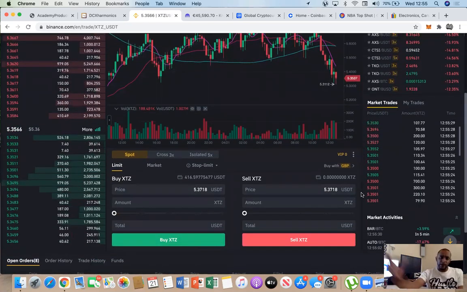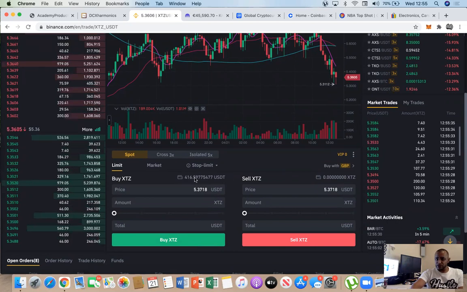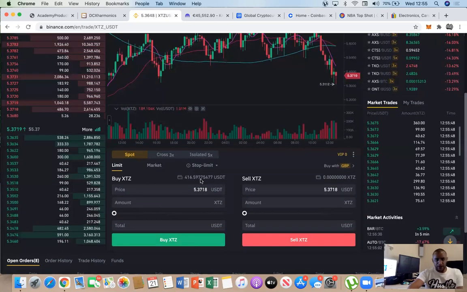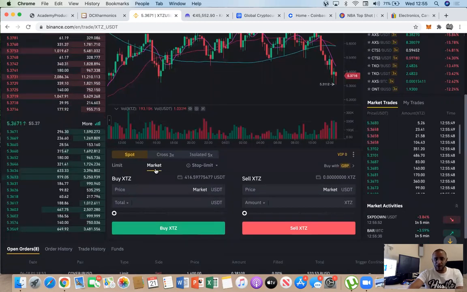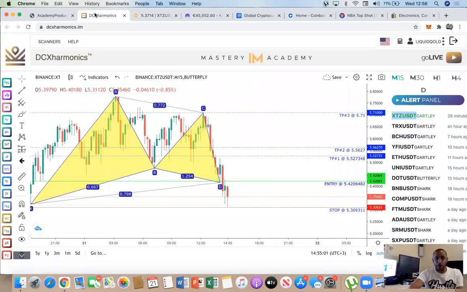Now, how do I buy it? I've got USDT. Remember, I converted 300 pounds to 416 USDT, which you can see here. So I'm in a position and I'm ready because I have funds ready to buy. You with me? Now, how will I buy this? I would click on market. Because why will I click on market? I'm not going to click on limit. I want to click on market. Market is the market price right now, right? Because right now, Harmonics is telling me it's in the entry.